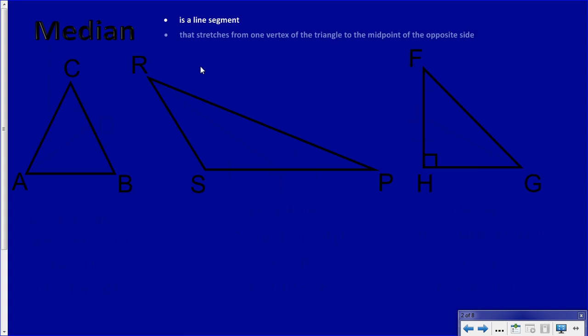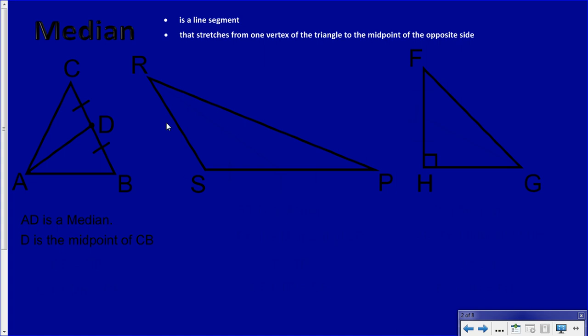It's a line segment that stretches from one vertex of the triangle to the midpoint, or the middle, of the opposite side. So if I am looking at triangle ACB, let's say we wanted to make a median from A all the way to side CB. So it would look something like this. So we would say that AD is a median. And since D is the midpoint of CB, that means that CD is congruent to DB, because if this is a midpoint, that means everything to the left has to be equal to everything to the right. So this is our first example of a median.